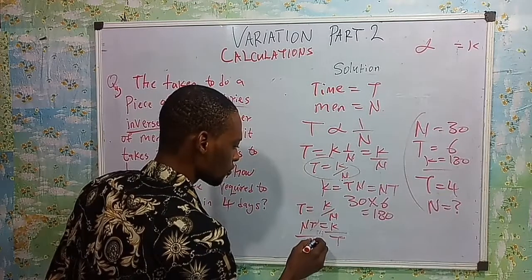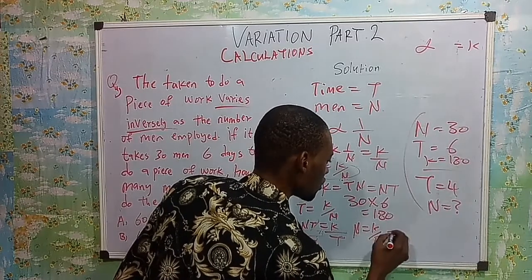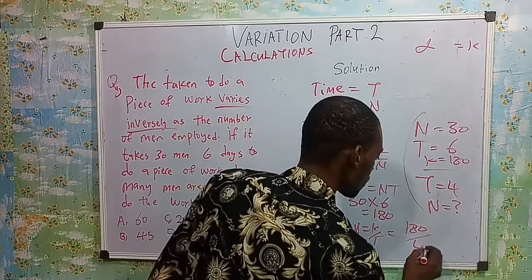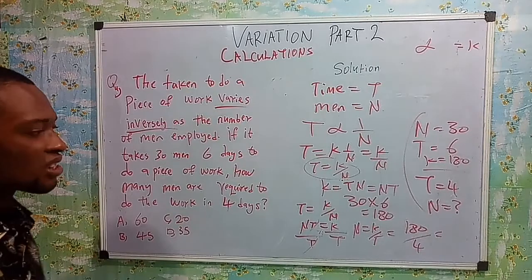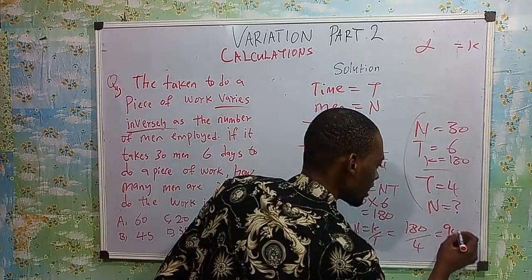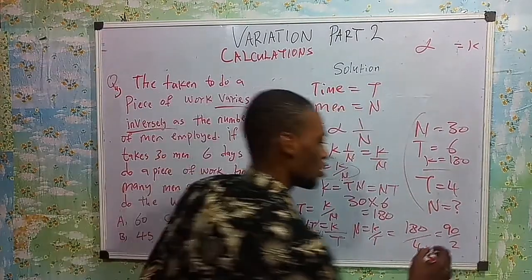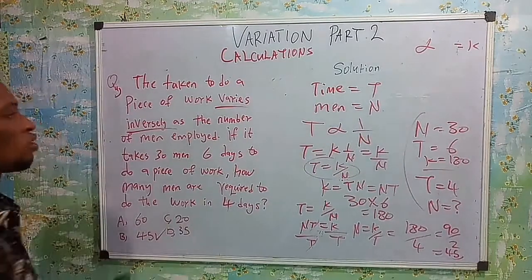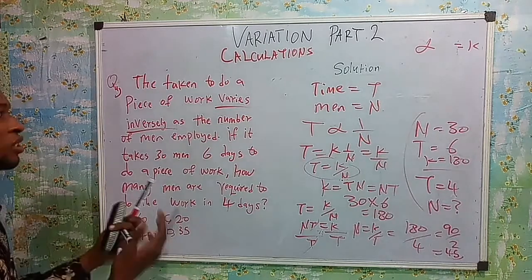So N equals K over T. K equals 180 and T equals 4. Now 180 divided by 4. 180 over 2 is 90, 4 over 2 is 2. Right? So the answer is 45. You are home and dry. Now take a look at it very well while we proceed to the next question.